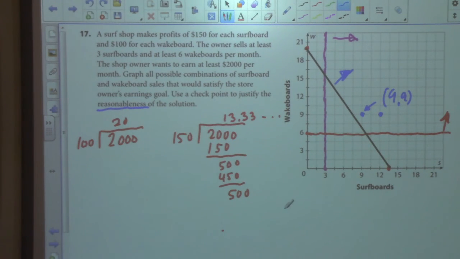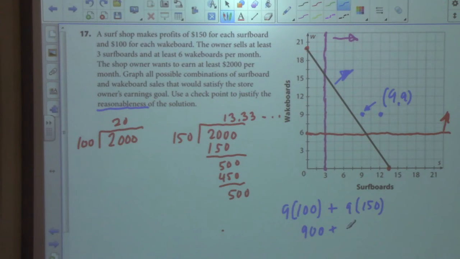We'll check it out. So you have 9 times our wakeboard profit, which is 100, plus 9 times our surfboard profit. And we should get at least 2,000 here, if that's right. So that's going to be 900 plus 9 times 150, that's 1350, isn't it?